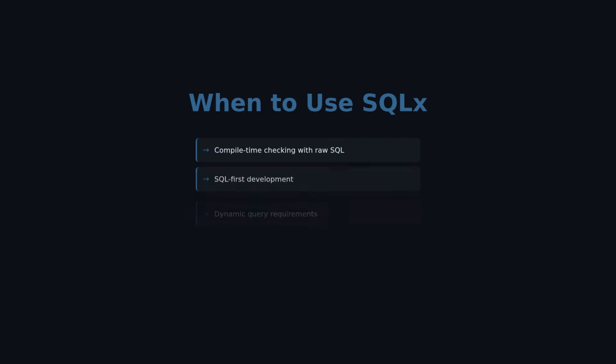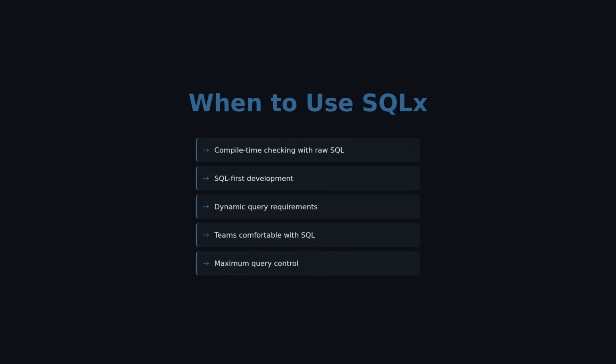When should you use SQLx? Use SQLx when you want compile time checking but prefer writing raw SQL. Use it when you need dynamic queries with the query builder. Use it when you want a simpler learning curve and already know SQL well. Use it for projects where you want maximum control over your SQL. SQLx is excellent for teams that are SQL first and want Rust safety guarantees.